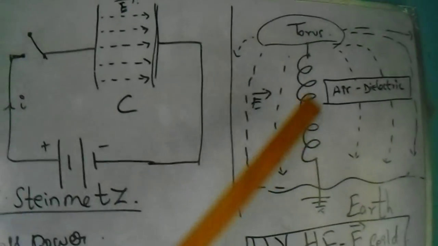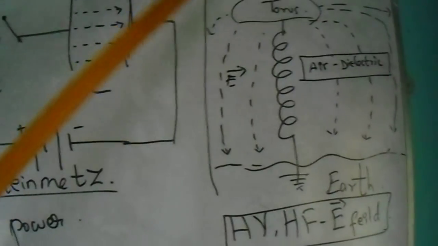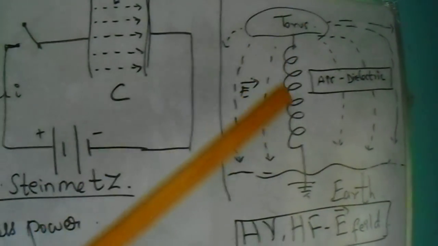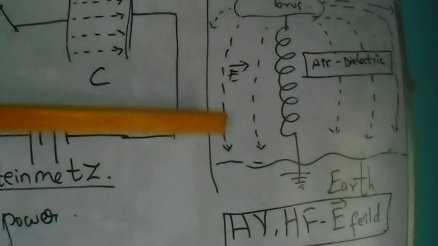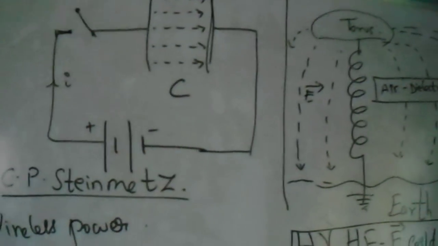So what you create here is a high voltage, high frequency electric field. That's what you create between the torus and the earth, and that's what is your scalar waves. You see, these variations in the electric field propagate in space throughout the earth. That's how you transfer power and all those things.